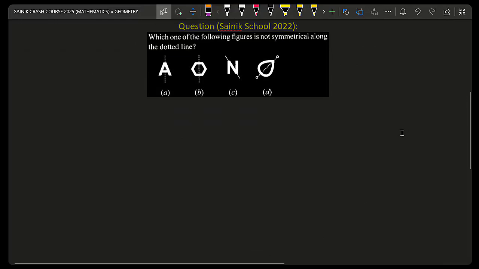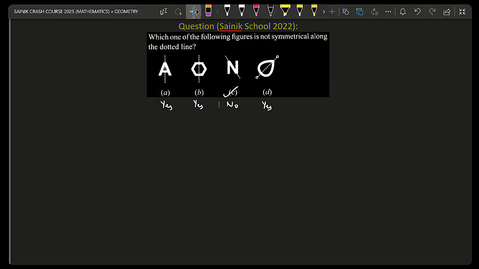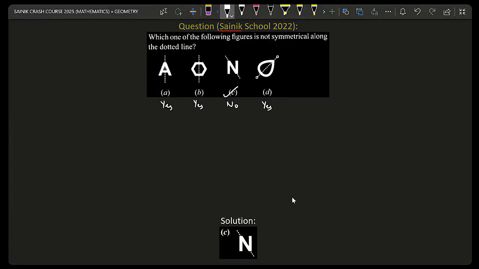Option A, symmetrical or not? Sir, yes, sir. Can you explain why it is symmetrical along that line? Sir, because the left side part is the mirror image of the right side part. What about B? Is it a line of symmetry? Sir, yes. What about C? Sir, no. So this is yes, this is yes, this is no. What about D? Sir, yes. So it is option C. Very simple, right? So it is option C.